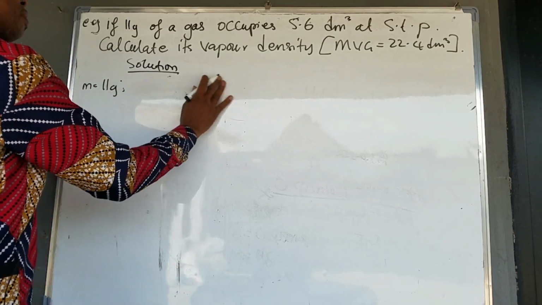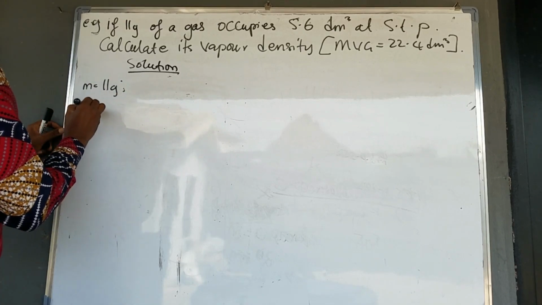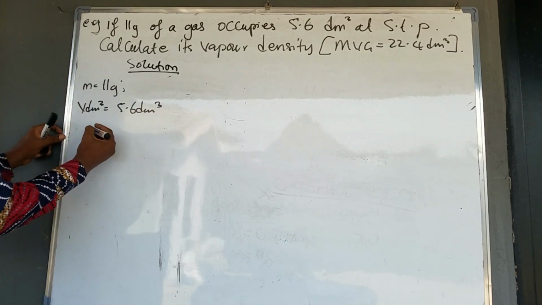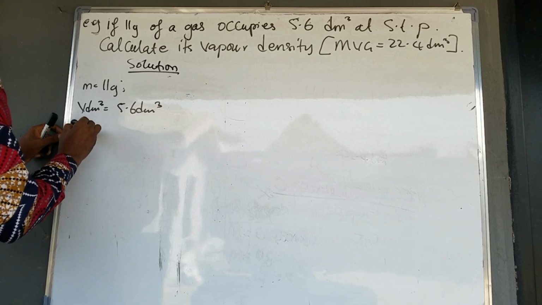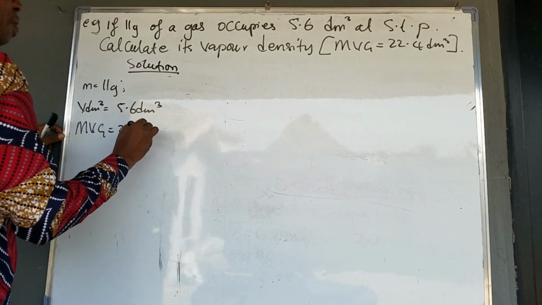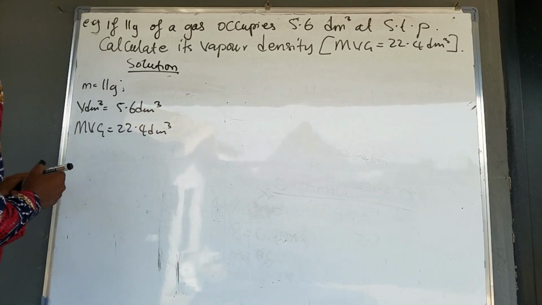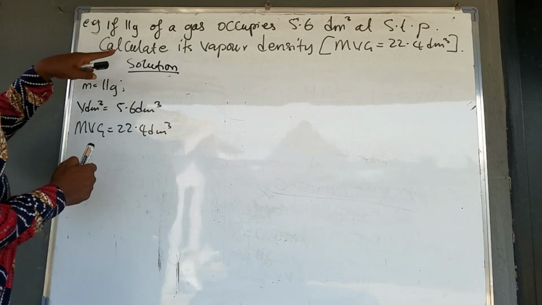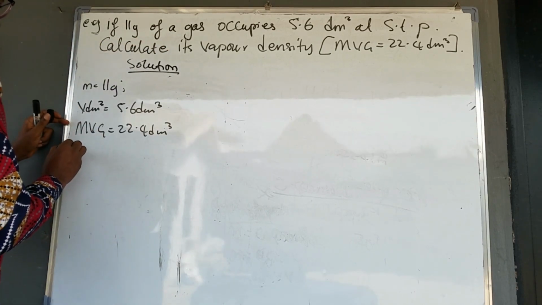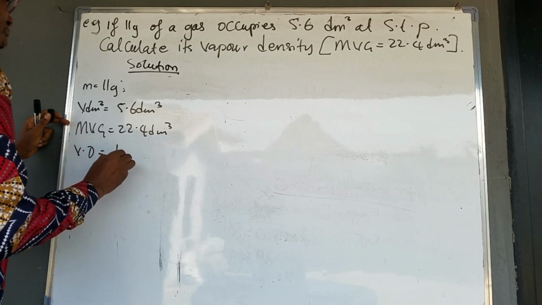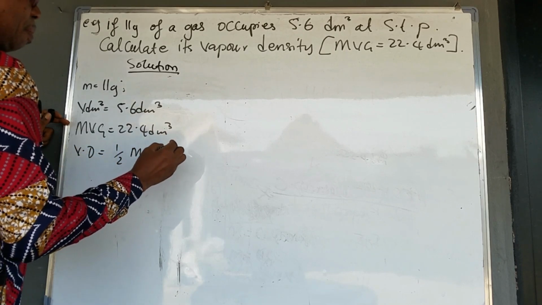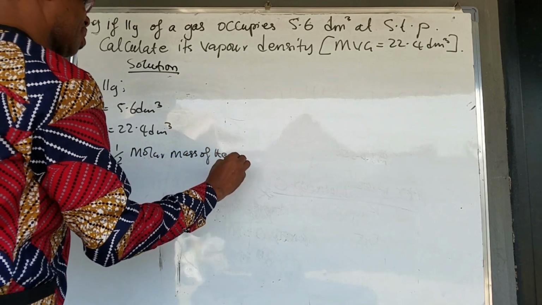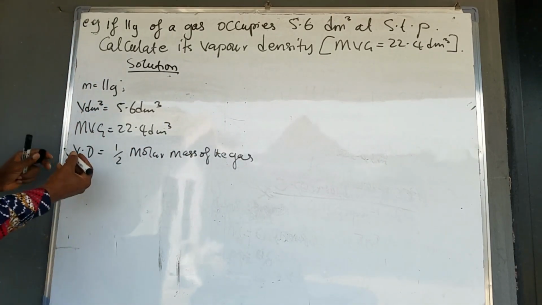Let me list it out this way for clarity's sake, so that it will not be mixed up. It's 5.6 dm³. Then we also have the molar volume of a gas, 22.4 dm³. And what we are looking for here is vapor density. Vapor density in chemistry is actually 1/2 the molar mass of the gas. So just have that at the back of your mind.